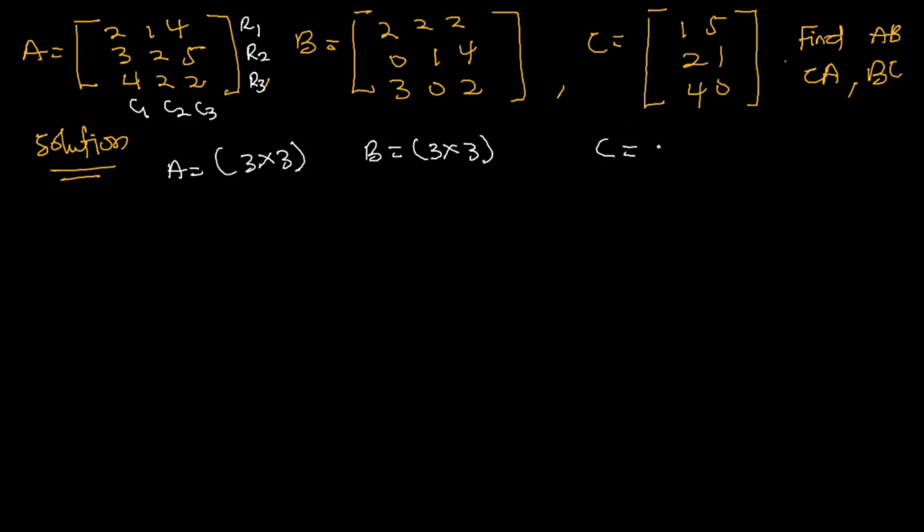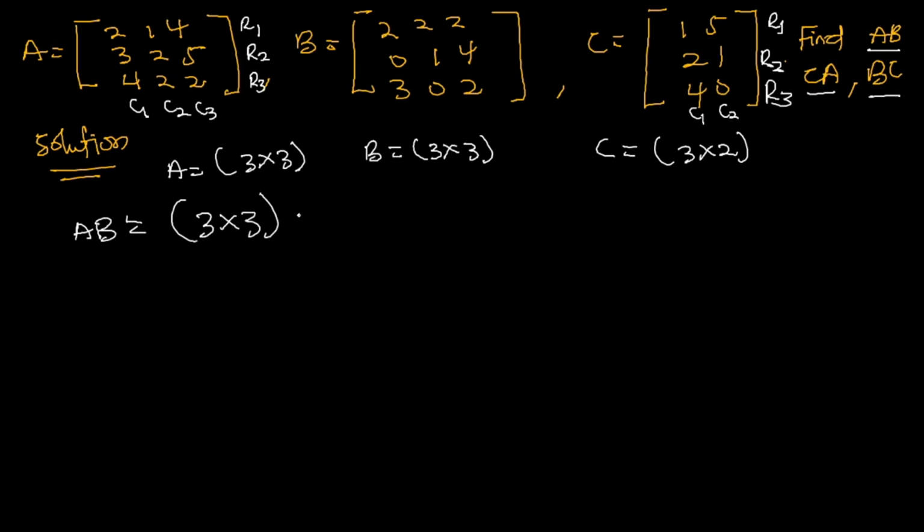And then matrix C: row 1 here, row 2 for these, and then row 3 for this one. From top to bottom, this is column 1, column 2. So it means matrix C is a 3 by 2 matrix. Now let's see whether we can multiply AB, CA, and then BC. So for AB, we are multiplying a 3 by 3 matrix by another 3 by 3 matrix.